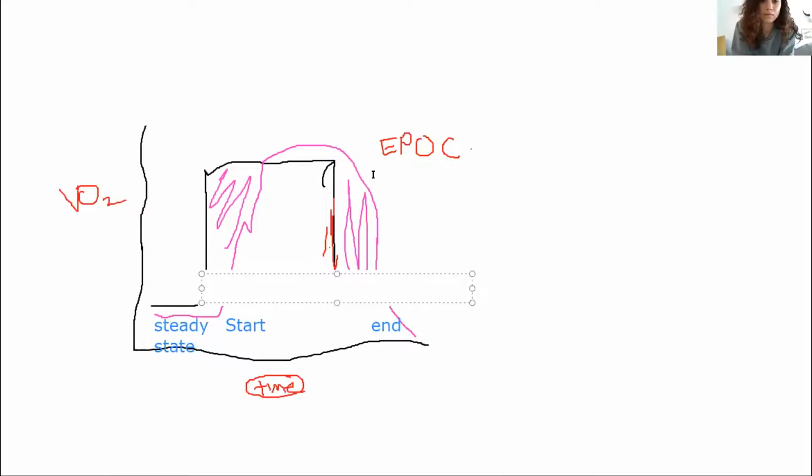Okay. So you're sitting down for a couple of minutes, and then you're exercising for a couple of minutes, and then you're sitting down. Okay, so this is time passing. As you increase your intensity, this is where you're starting the exercise.